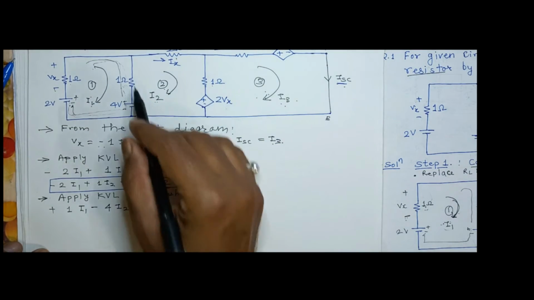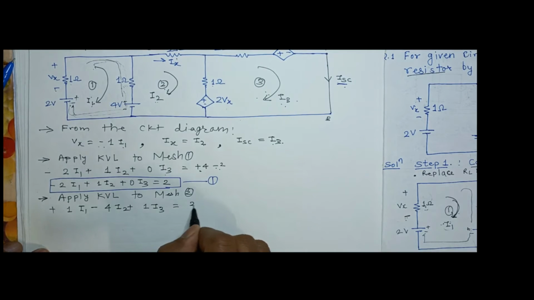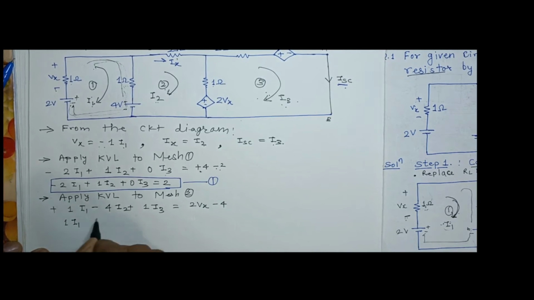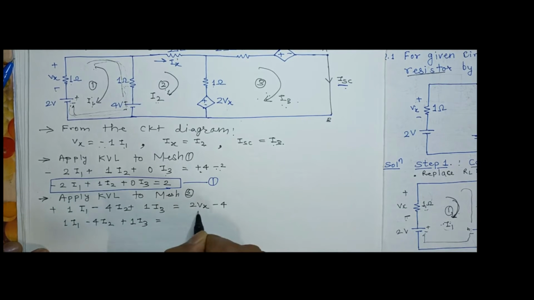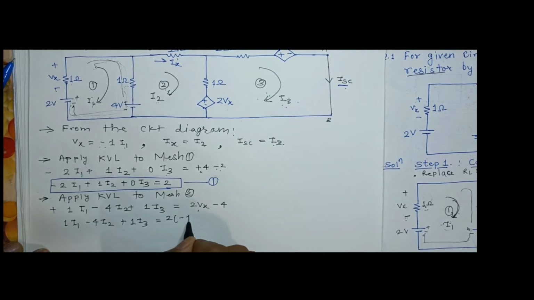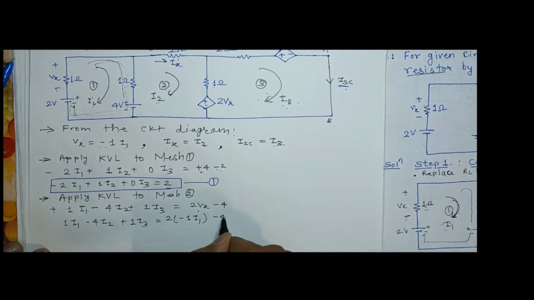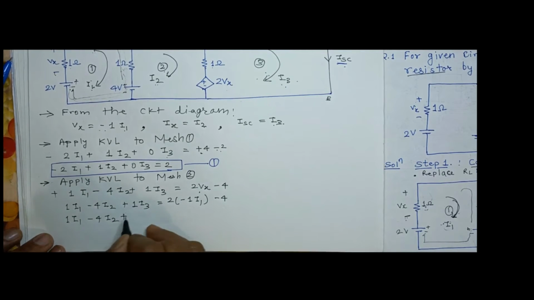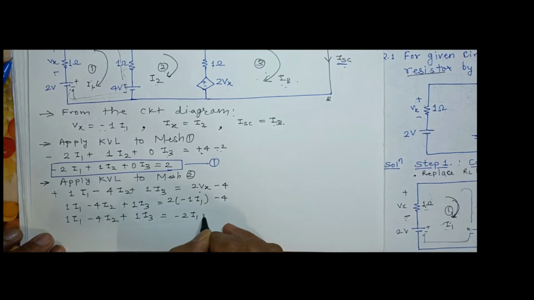Then what is the magnitude? Again I will write, so here you can see this is plus 2 Vx and then it is minus 4. Clear? So I will simplify it. It is minus 1 I1 minus 4 I2 plus 1 I3 and 2 Vx. Vx equals what? Vx equals minus I1. So I will put down this value here, minus 1 I1 and minus 4 I2 plus 1 I3, and this is minus 2 I1 and minus 4.